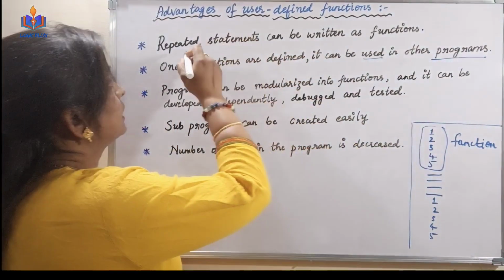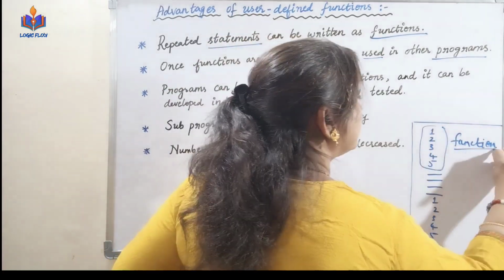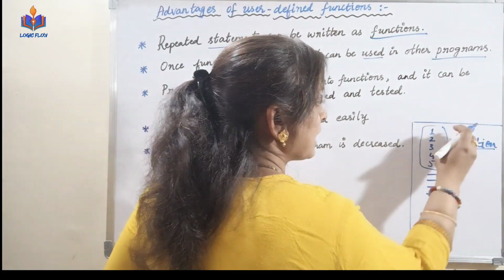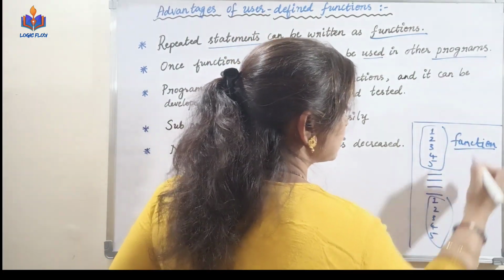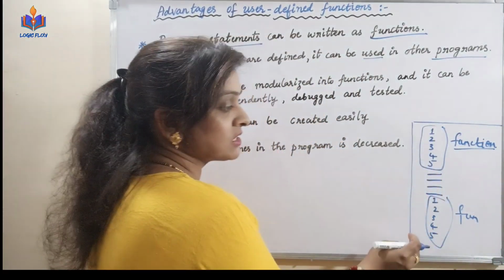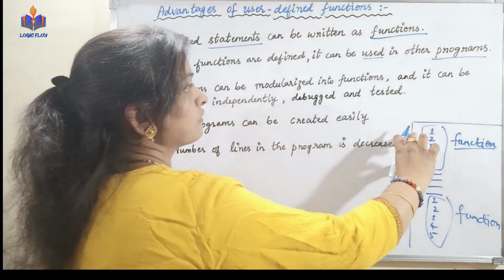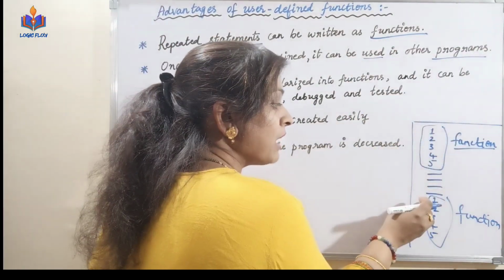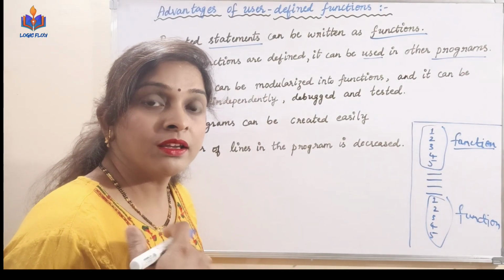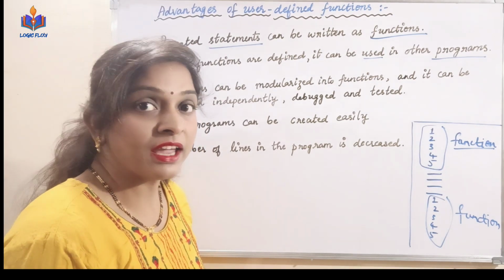Next, once functions are defined, they can be used in other programs. So it says repeated statements can be treated as functions. These repeated statements I'll treat as a function, and if I want these statements to be executed again somewhere else, I can simply call this function name. Instead of writing all these lines again and again, I can avoid this rewriting. I can simply call that function. So once the function is defined, it can be used not only in my program, it can be used in other programs also. So it avoids rewriting of the statements and gives reusability of the function wherever I require.